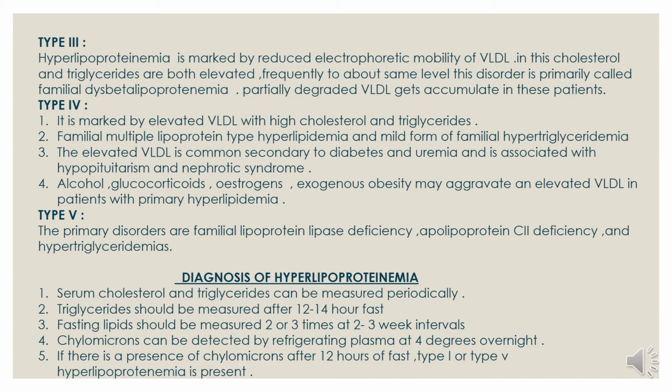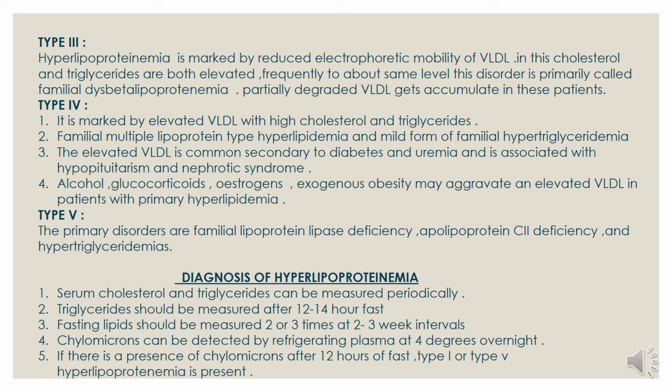In type 3, hyperlipoproteinemia is marked by reduced electrophoretic mobility of VLDL. In this, cholesterol and triglycerides are both elevated, frequently to about the same level. The disorder is primarily called familial dysbetalipoproteinemia. Partially degraded VLDL gets accumulated in these patients.